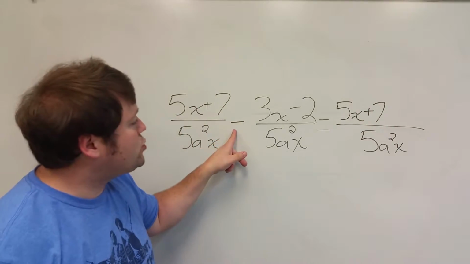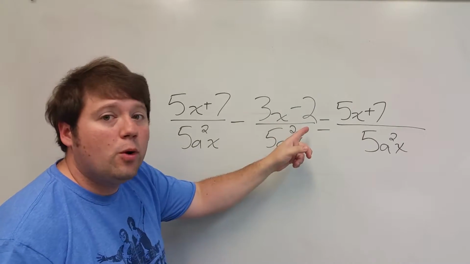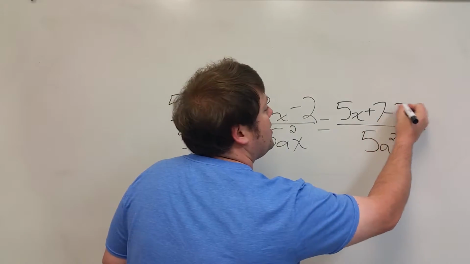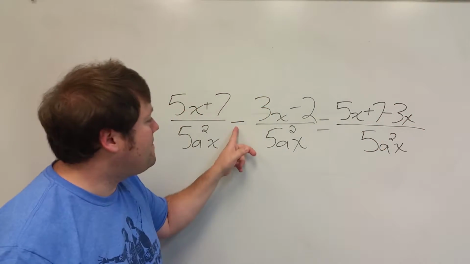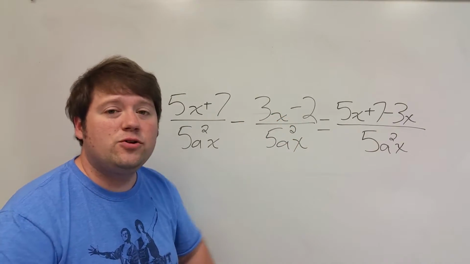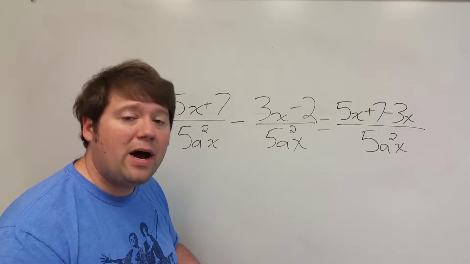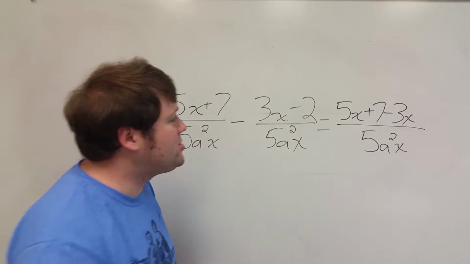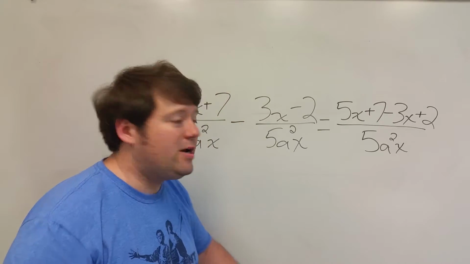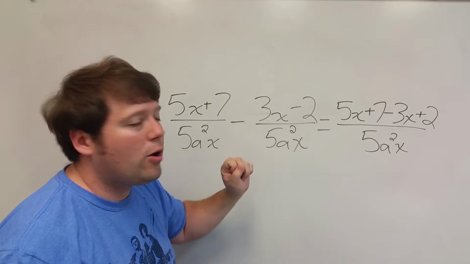But then, since we're subtracting this second numerator, this subtraction sign actually applies to both parts of it. So that means we have minus 3x, and we also have minus negative 2, or minus minus 2. And anytime we have two minus signs like that, they cancel out and become a plus. So minus minus 2 is really plus 2. So that's one thing you really need to be careful for. When you're subtracting the numerator, remember that subtraction applies to both parts of it.